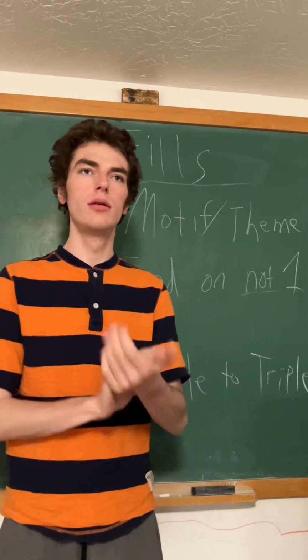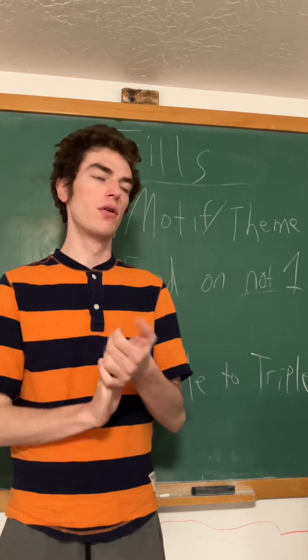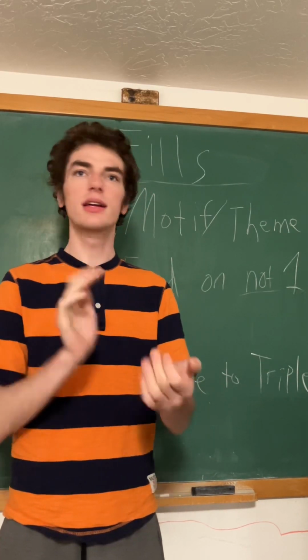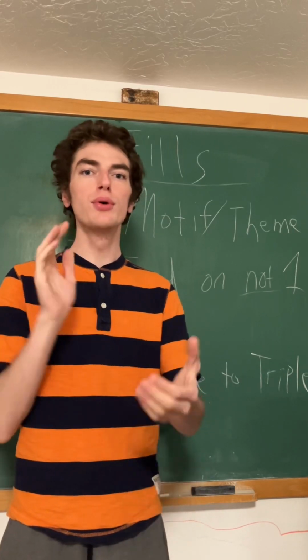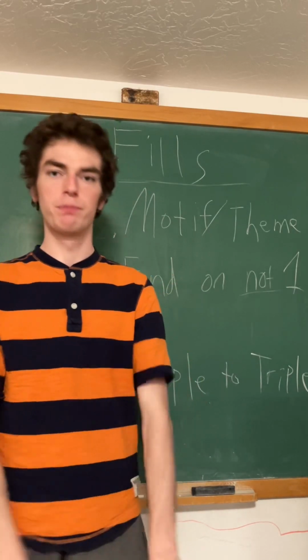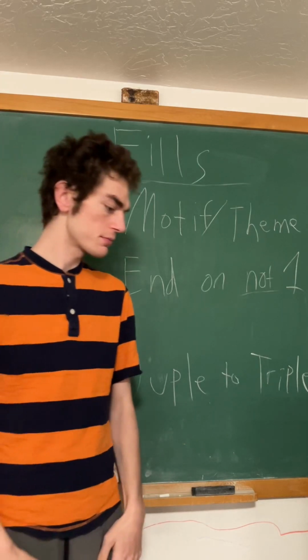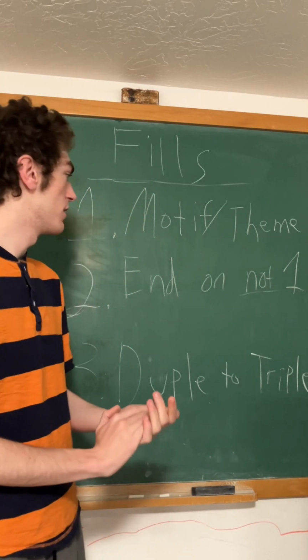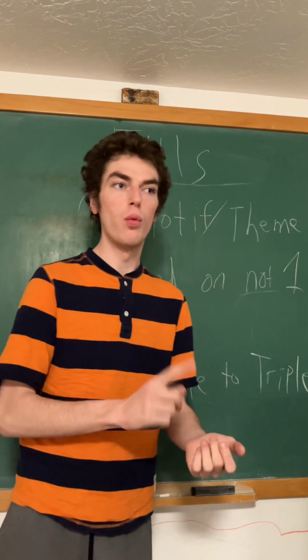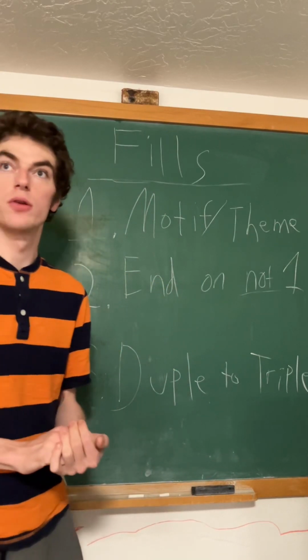1, 2, 3, 4. Boom, da ga doom, boom ga doom da doom ba. Something like that, you know? But what happens if instead of ending on the 1 of the next measure, we end on the 2?